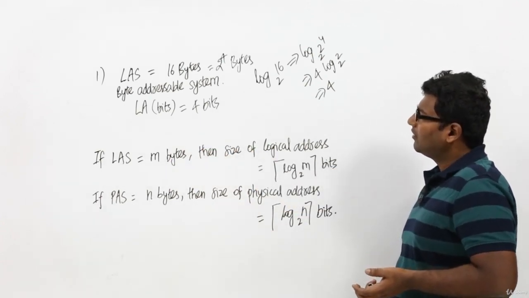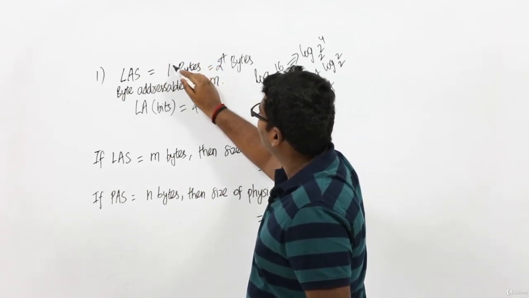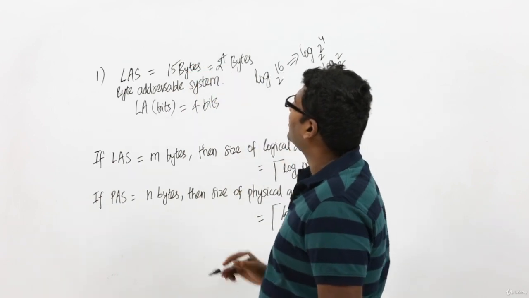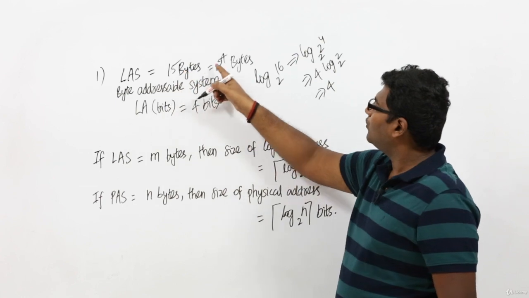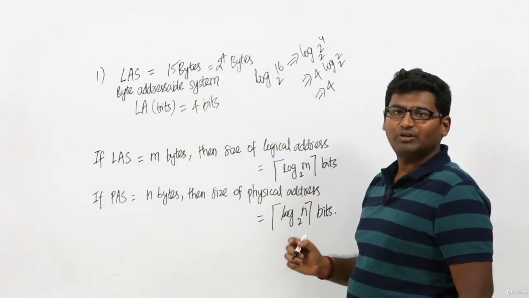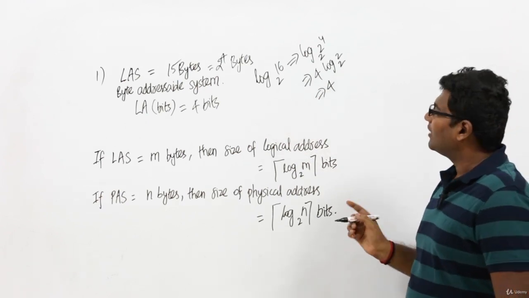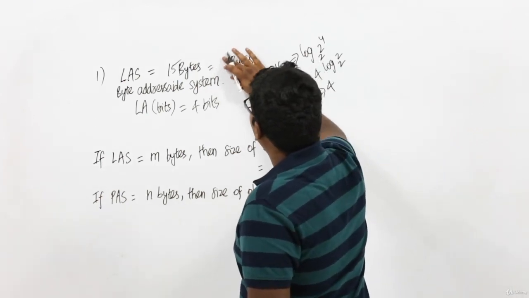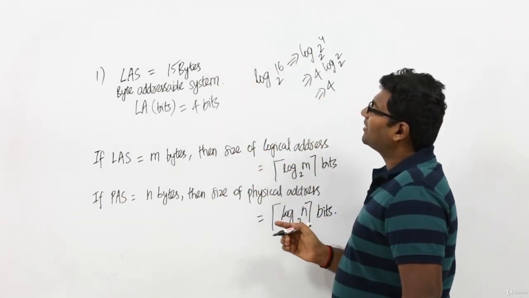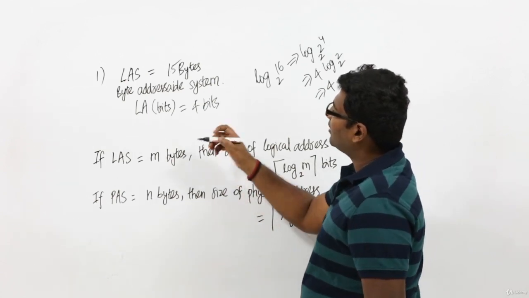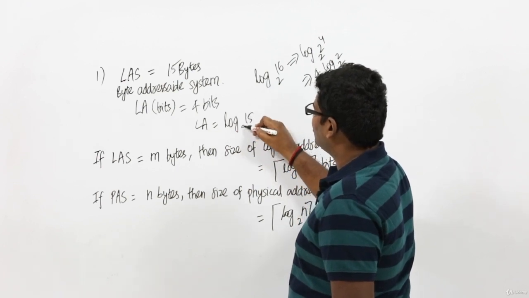This is fine. Now what if the logical address space is 15 bytes? See, in case of 16, we are able to indicate them in terms of 2 power, and so we are able to get the log as 4, right? Now, if the logical address space is 15 bytes, then the size of logical address is nothing but log of 15 base 2, right?